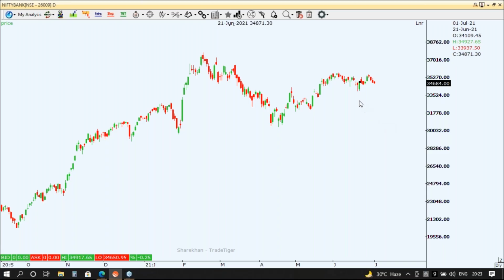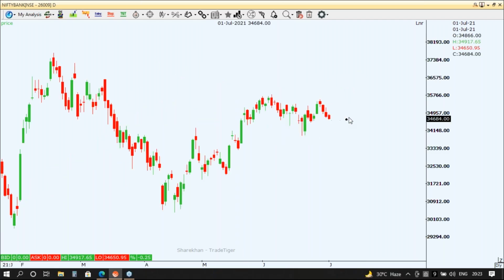If we see a very good level of demand or a green candle, then we will confirm our patterns. But till that time, we will have to wait and watch. Okay, we don't have any clear level over here.